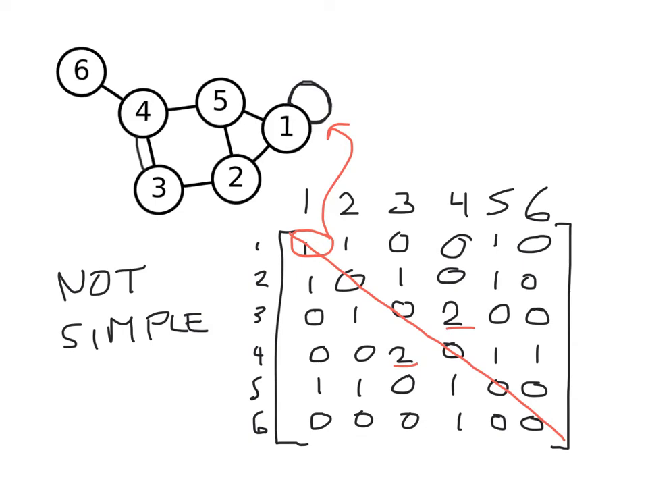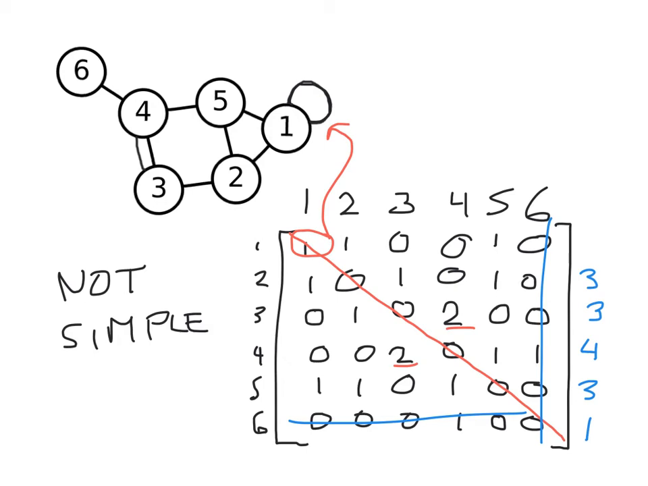Still, every row and column are the same. So I should still get the degree of each node if I sum up each row or column. Let's start from the bottom this time. Degree of 6 is 1, good. Degree of 5 is 3. Degree of 4 is 1, 2, 3, 4, because I count both of those edges connecting to 3. Degree of 3 is 2 plus 1, 3. Degree of 2 is 3.